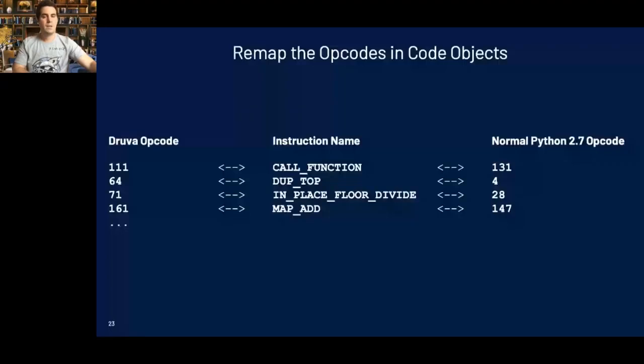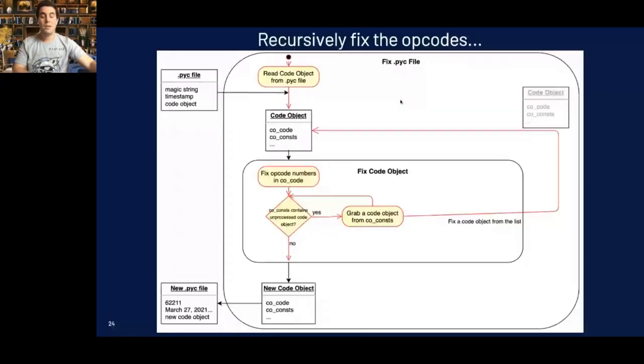Now, it's a little bit more complicated than that because of those nested code objects. So we're going to work through this diagram real quick. We want to decompile a protected PYC file. So that's our input, a PYC file. We know it has a magic string, it has a timestamp, and then it has that code object that we're interested in. So we pull the code object out of the PYC file, and then it gets sent as an argument to a routine that fixes code objects. This is where all the magic happens.